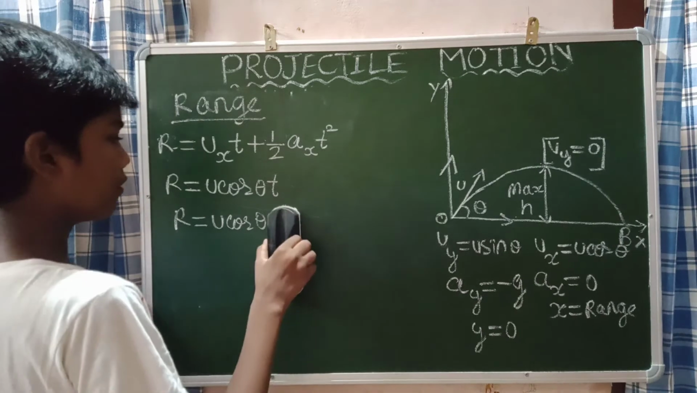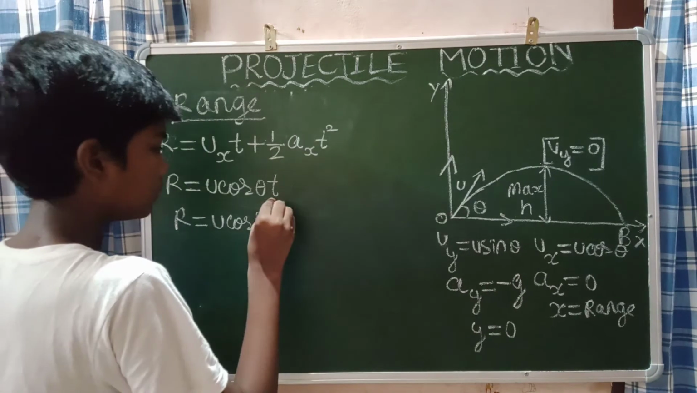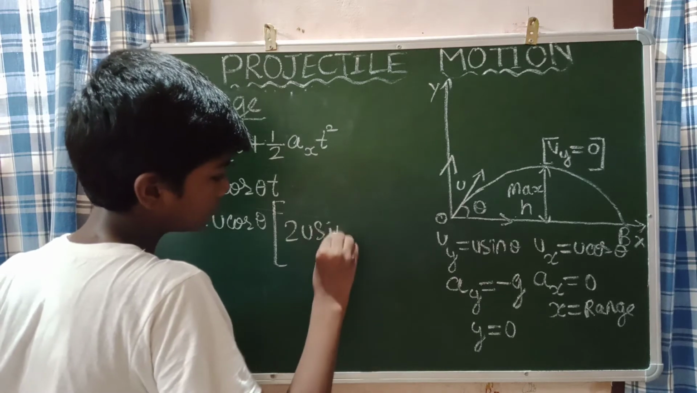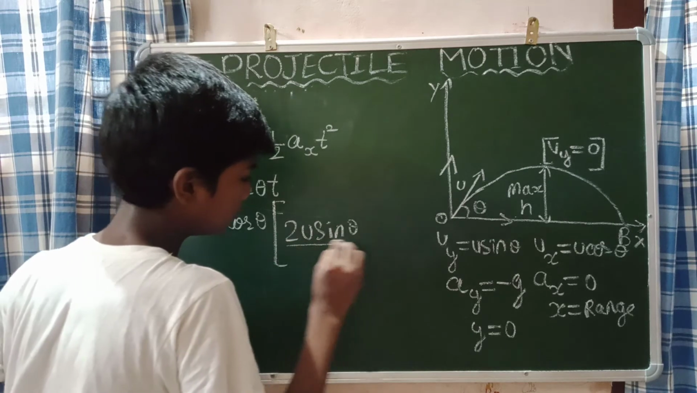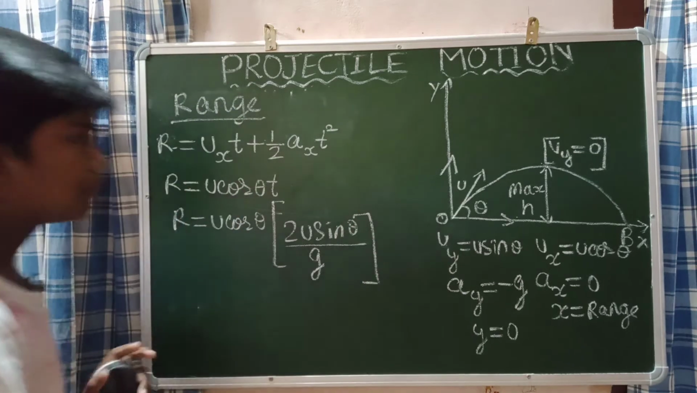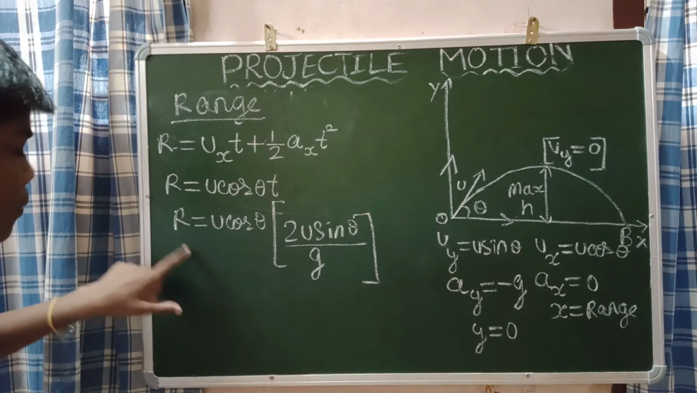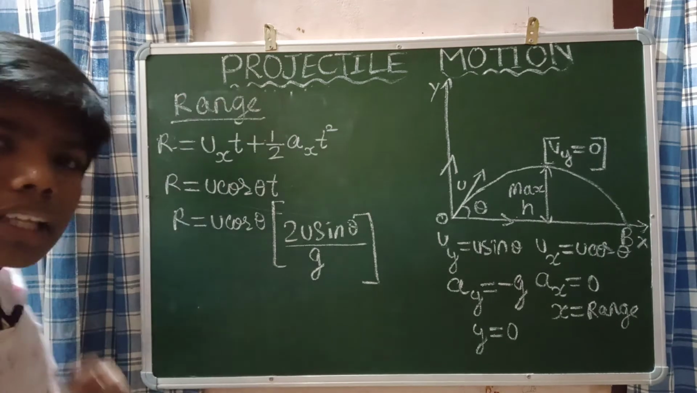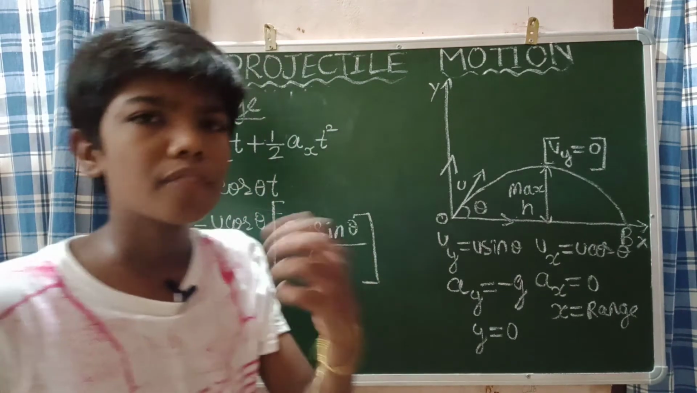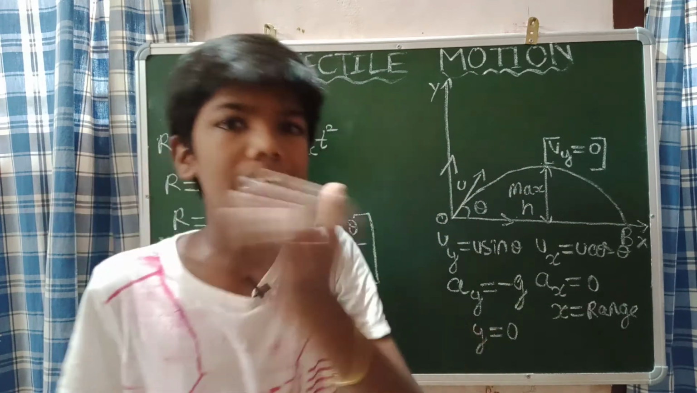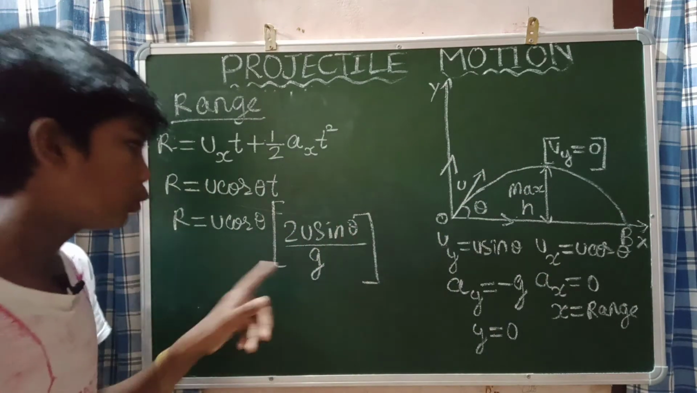Let me write it here. 2u sin theta divided by g will give us the horizontal range, or we simply call it the range. So range is equal to u cos theta into t, where the time of flight we have derived is 2u sin theta divided by g.